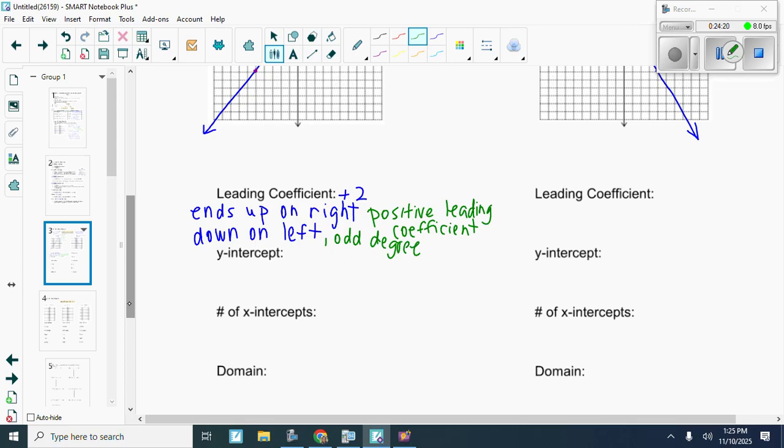Our y-intercept is the constant. So in this case, our y-intercept is the constant, and our y-intercept is at 0, 4. So just remember the definition of a y-intercept is when x equals 0.